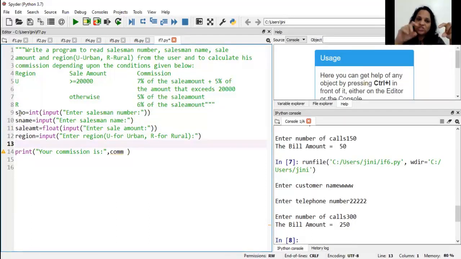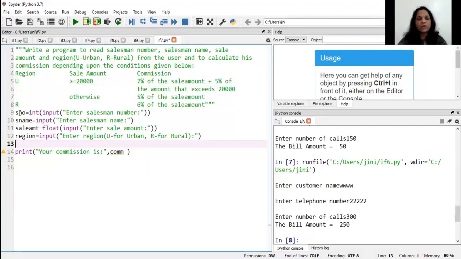Now look at the region's input statement. I said enter region, U for urban, R for rural. Because if I just said enter region, how does the user know what he has to enter? So according to the program, he'll be entering U for urban, R for rural. So I'm putting up this message for him to know, okay, this is what is expected of him. Now look at the question.